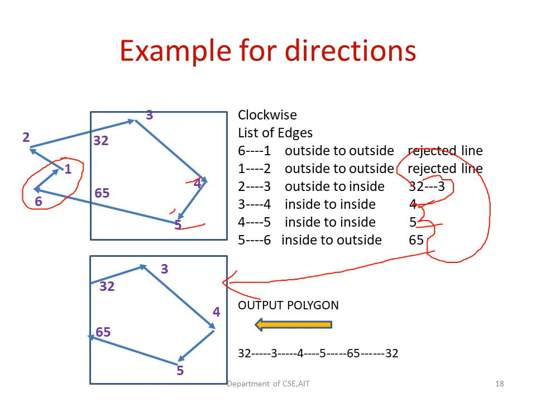So here you can see now the line from 6 to 1, it is outside to outside, it is completely rejected. The line from 1 to 2 is also outside, it is completely rejected. The line from 2 to 3, when you are considering, this is a line from outside to inside. We have to consider the intersection point 32 and the inner point 3. For the 3, 4, it is a line inside to inside, and so the second point is accepted. 4 to 5 also, the second point is accepted.